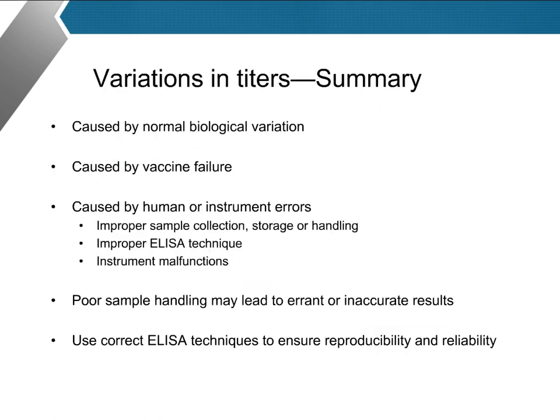So in summary, variation in titers can be caused by normal biologic variation, by vaccine failure, human or instrument errors, or poor sample handling. And you, of course, always want to use correct ELISA techniques to ensure reproducibility and reliability.